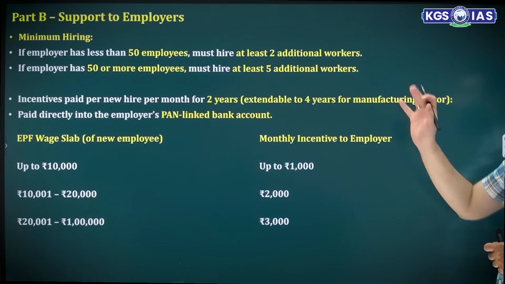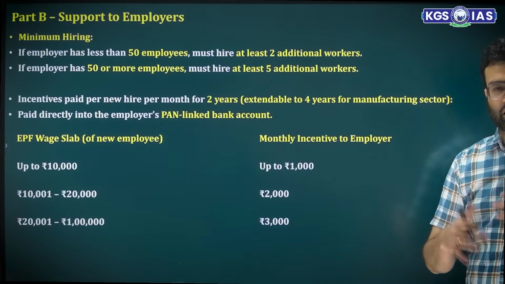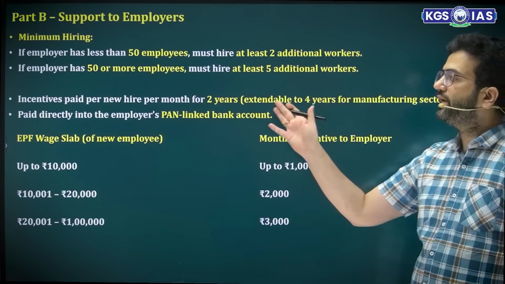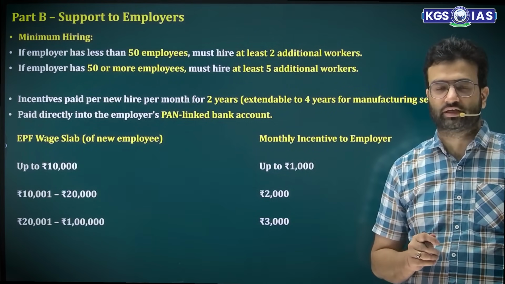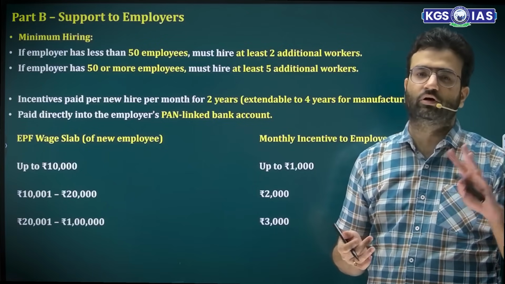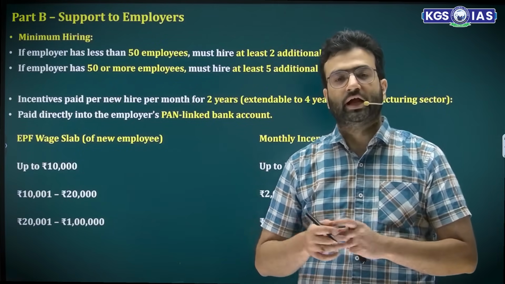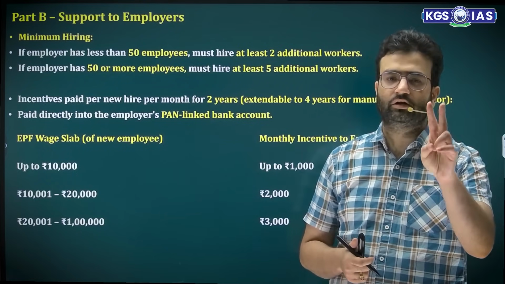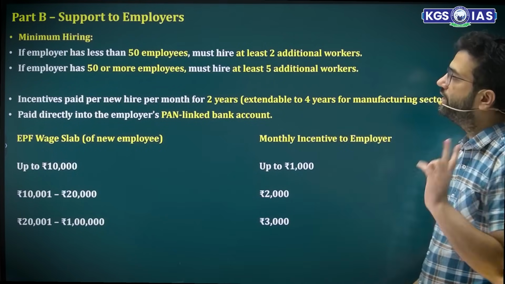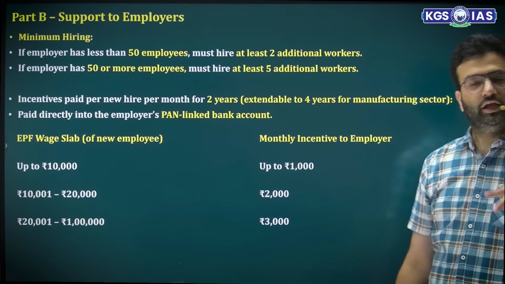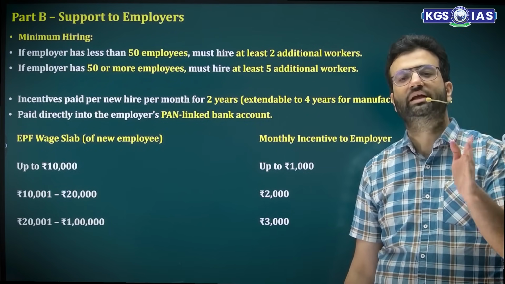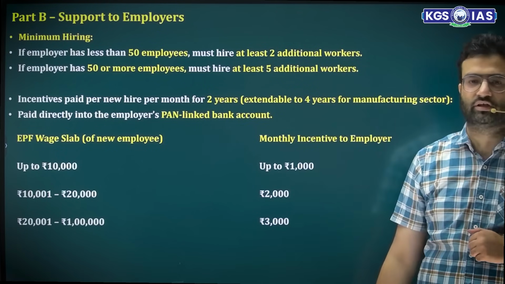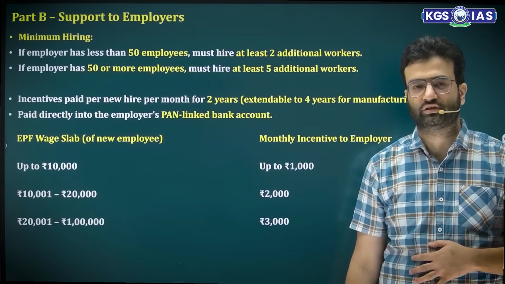Now, apart from that, there are some conditions being imposed by the government. First, if the employer has less than 50 employees in his organization, suppose I am running a company called ABC Private Limited and I have 30 or 40 employees, then I need to hire at least 2 additional workers. If my organization has 70, 80, 90 workers, I must hire at least 5 additional workers.